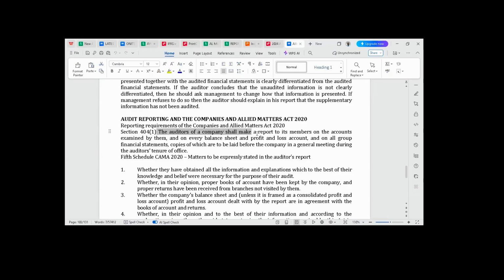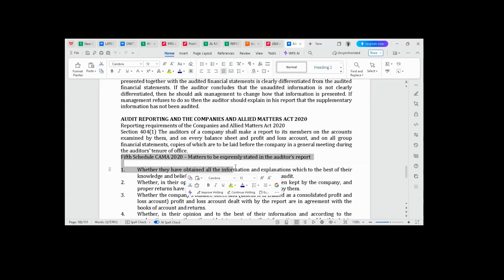The auditor of a company shall make a report to its members on the accounts examined by them and on every balance sheet and profit and loss account and on all group financial statements, copies of which are to be laid before the companies in the annual general meeting during the auditor's tenure. What they are saying here is that the auditor's report is usually discussed during the annual general meeting. Okay? Now, the fifth schedule of CAMA 2020 contains matters to be explicitly stated in the auditor's report.